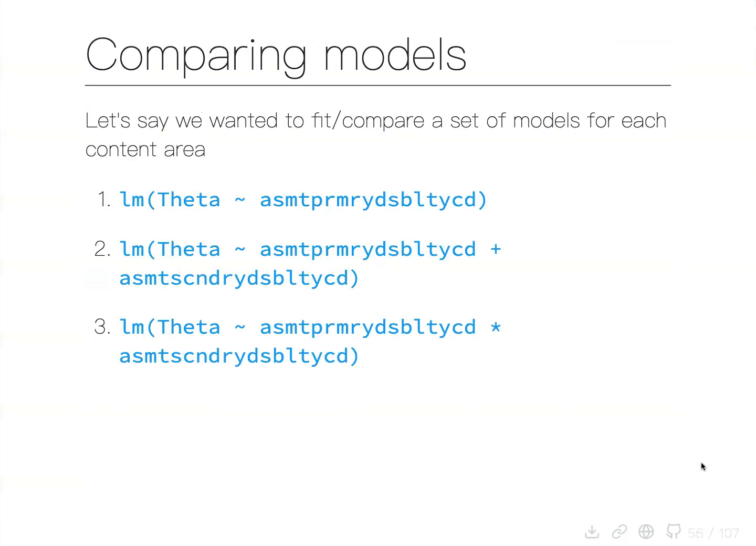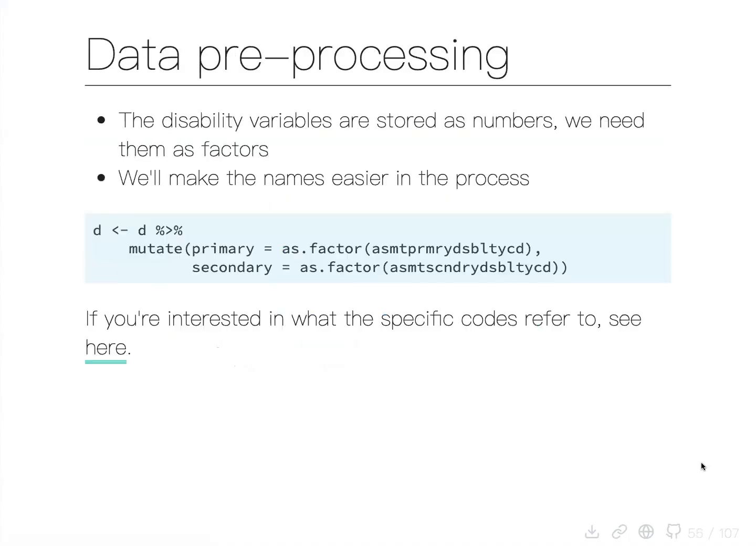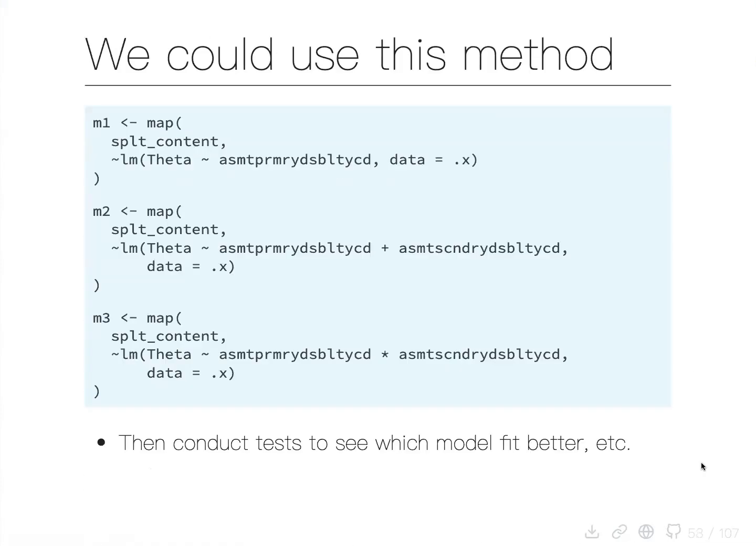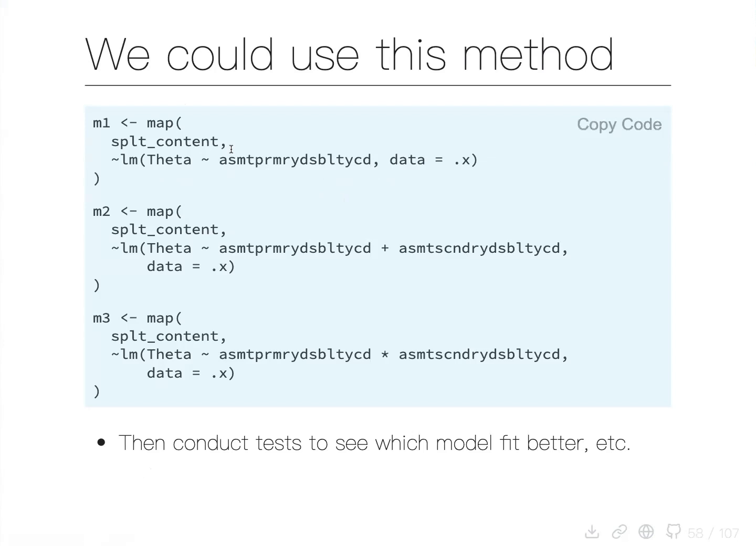And then from there, we said, so we had split the data previously. So from there, we said, well, we could clean up the data a little bit, and then we could split it like this. So we have our data, and we're splitting it by content area. And then from there, we could use map to loop through this split content thing and apply our model. And we save all of that in this one object called M1. We do it again with a slightly different model for M2 down here, and again for M3. So we have these 3 different objects, each representing all of the models for each content area, right?